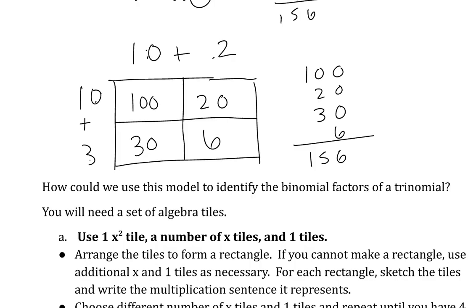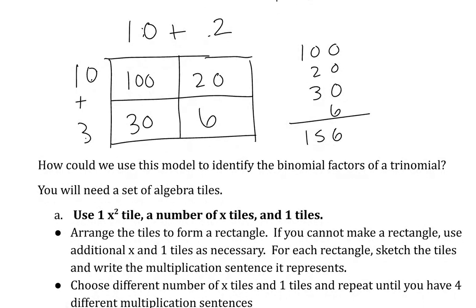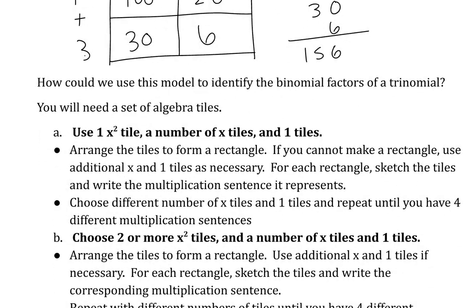multiplying. Well, when we have factors, we're just multiplying. We can just multiply factors by each other. So one way to think about factoring is in this same way, breaking it up. So how can we use this model to identify binomial factors of a trinomial?